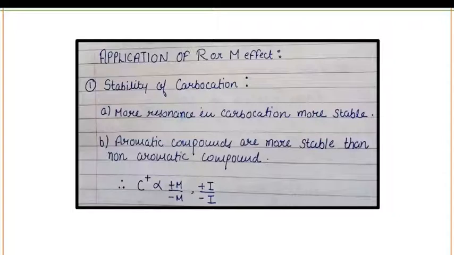Number one application is the stability of carbocation. If a structure has more resonance in its carbocation, then that structure will be more stable. The stability of carbocation is directly proportional to the plus I effect and directly proportional to the plus M effect, while it is inversely proportional to the minus I effect and inversely proportional to the minus M effect.